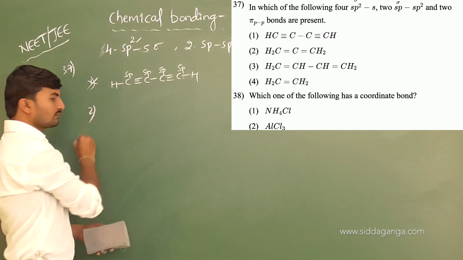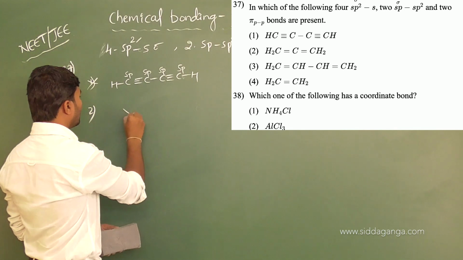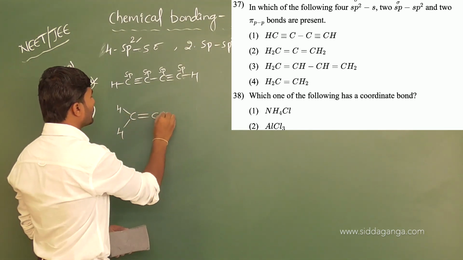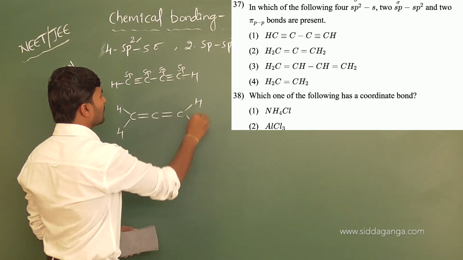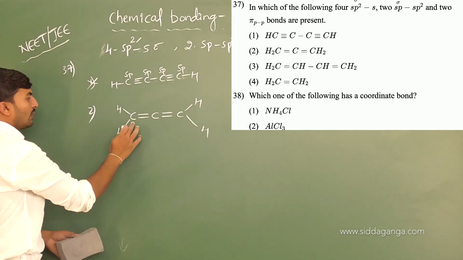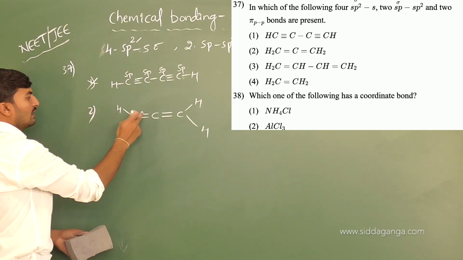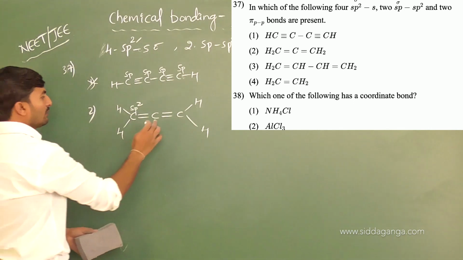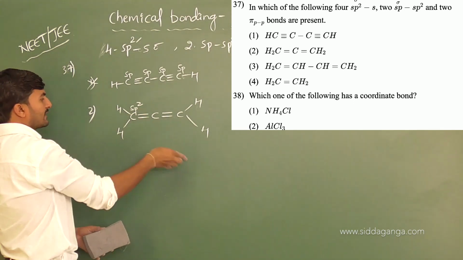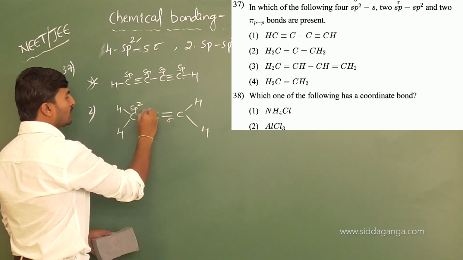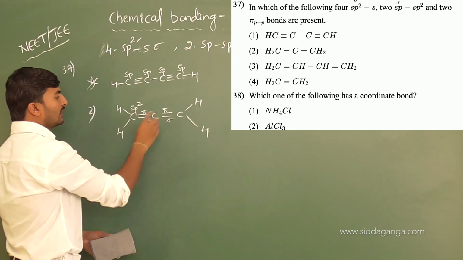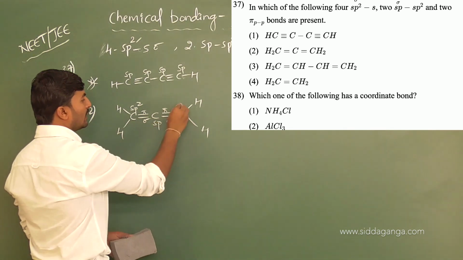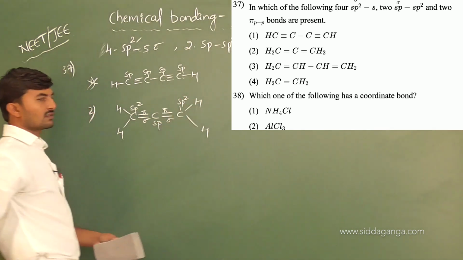And the second one is CH2 double bond C double bond CH2. Here this carbon atom has a single double bond, that means its hybridization is sp2. The middle carbon atom will have 2 sigma and 2 pi bonds, that means its hybridization is sp. The last one has a single double bond, that means it has sp2 hybridization.